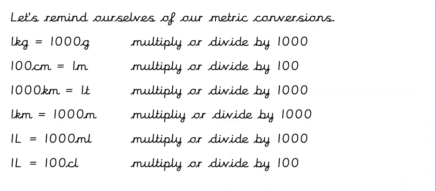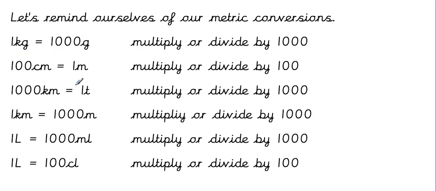Let's remind ourselves of our metric conversions. So 1 kilogram equals 1,000 grams, 100 centimetres equals 1 metre, 1,000 kilograms equals 1 tonne, 1 kilometre equals 1,000 metres, 1 litre equals 1,000 millilitres, and 1 litre equals 100 centilitres. So in order to convert them, you multiply or divide by either 1,000 or 100. If you have a look at kilograms to grams, there's 1,000 grams in a kilogram, therefore you multiply or divide by 1,000. Metres to centimetres or centimetres to metres, there are 100 centimetres in 1 metre, so you multiply or divide by 100.